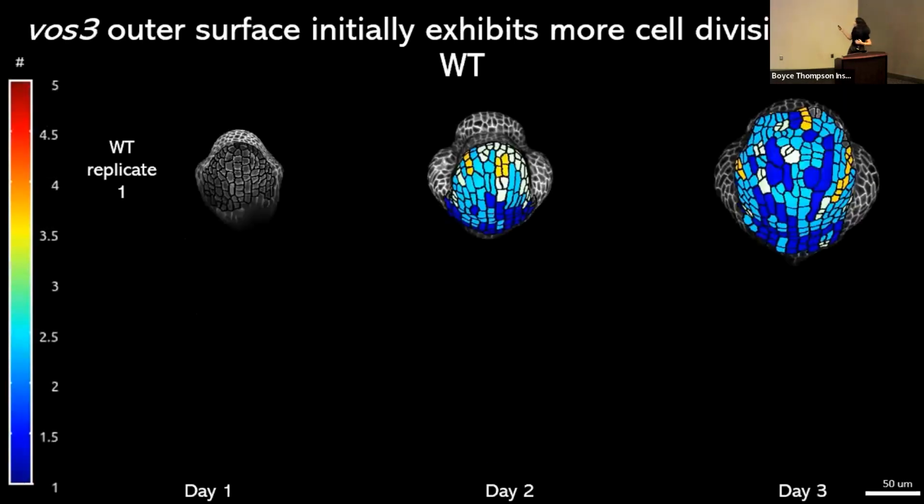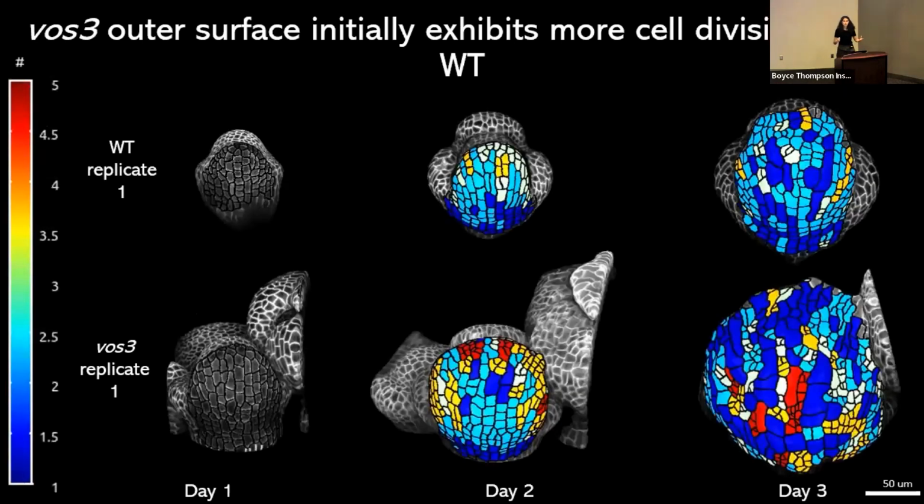What you see here are heat maps of wild type and VOS3 cell division rates, where cells that have divided more times are in red, and those that have divided less are in blue. Now, what we see here is that there seems to be a lot more cell division in the VOS3 sepals in general than there is in the wild type.